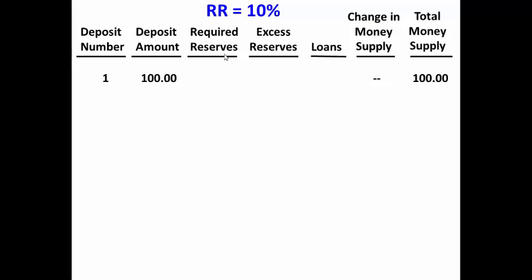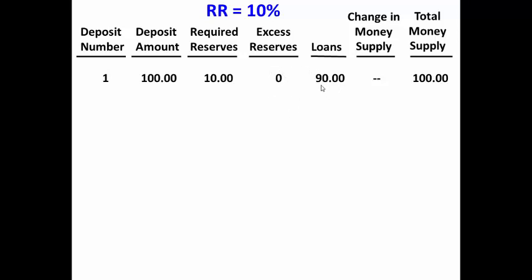The required reserves now, from the required reserve ratio, 10% of demand deposits, is $10. The bank is required to keep $10 in its vault because of the required reserve ratio of 10%. That means it has excess reserves of $90. The bank can only lend these excess reserves. And so if the bank lends them, these excess reserves turn into loans, meaning now there are no more excess reserves.